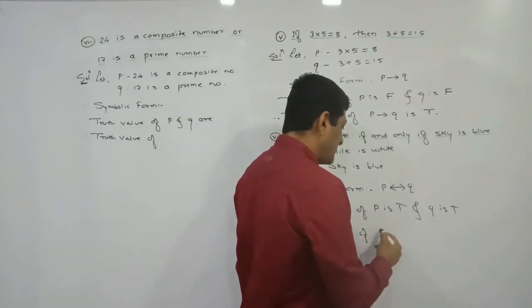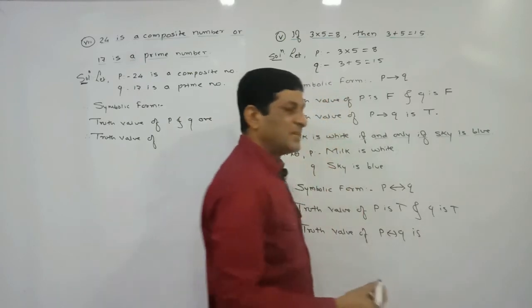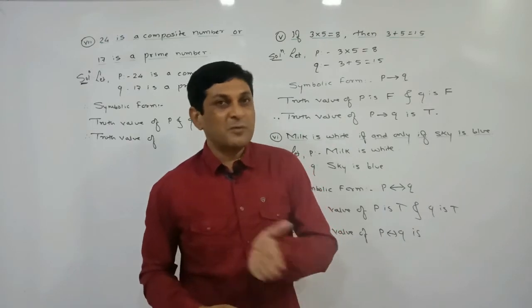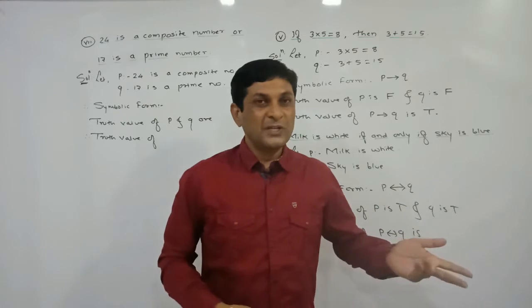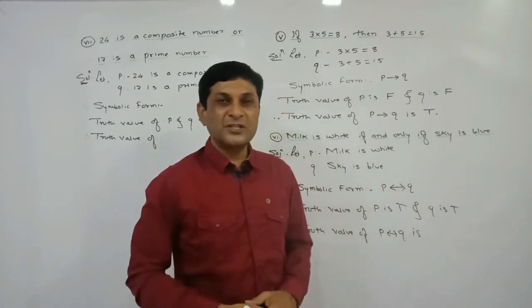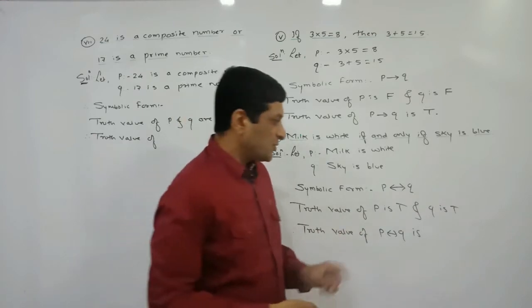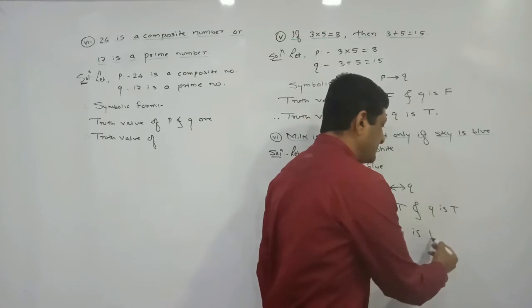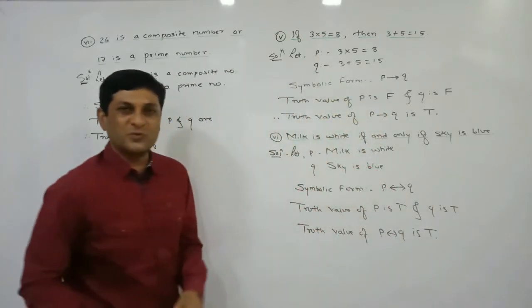So the truth value of P if and only if Q is what we have seen in case of double implication. If truth values are identical, at that time double implication is true. Identical means either both are true, then double implication is true, or both are false, at that time also double implication is true. So here truth values of P and Q are true, means truth values are identical. That's why we can say that here the truth value of P if and only if Q is true.